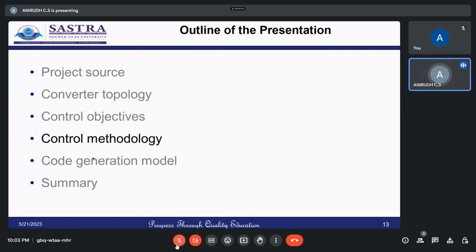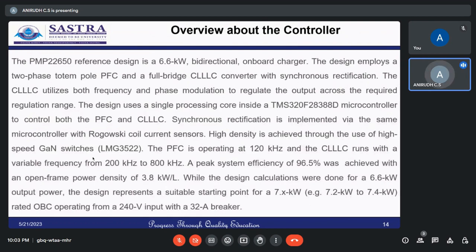Thank you, Ashwin. So the control methodology, the code generation model, and summary will be explained by myself. I'm Anirudh. So let's talk about the overview of the controller. The design we are using is a PMP22650 reference design, which has been created by Texas Instruments. This is an onboard charger with 6.6 kilowatt bidirectional capability. Like my friend Ashwin said, the design uses a two-phase totem pole PFC and a full bridge CLLC converter with synchronous rectification.